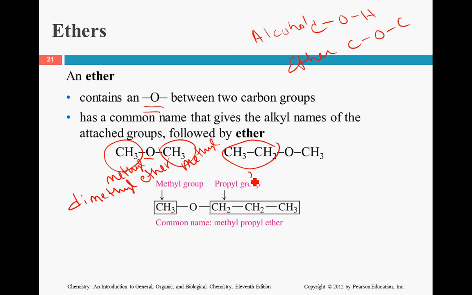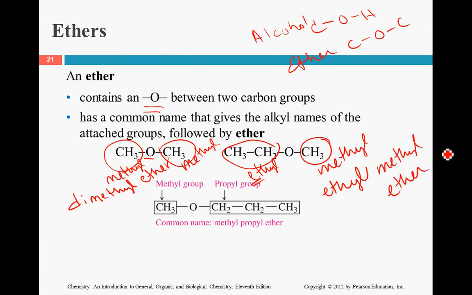On this one, we have ethyl. And this side we have methyl. Do this alphabetically, so E comes first. That becomes ethyl methyl ether. And then finally, as another example, this is a methyl group. This is a propyl group. Combine them alphabetically, methyl propyl ether.